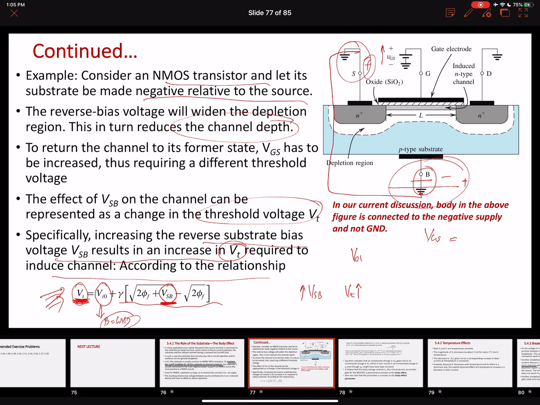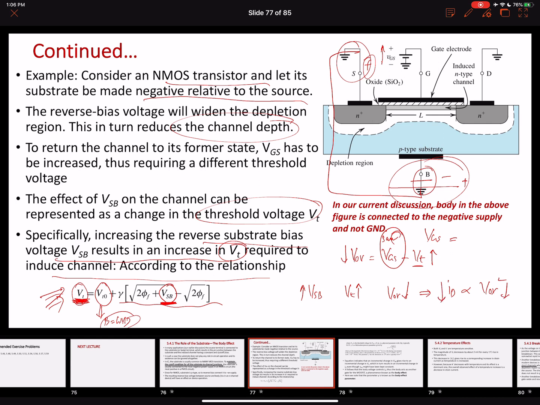And what was our overdrive voltage? Our overdrive voltage was this, right? So this means that for the same VGS applied to the gate terminal, if our VT increases, our overdrive voltage will decrease. And our drain current is proportional to the square of the overdrive voltage, right? So decreasing the overdrive voltage is also going to decrease the drain current.